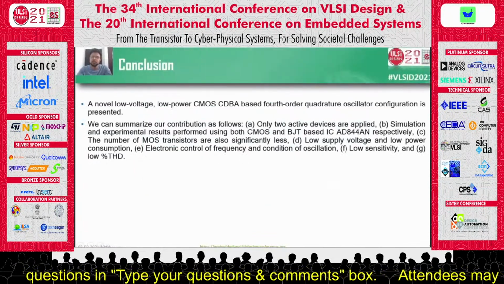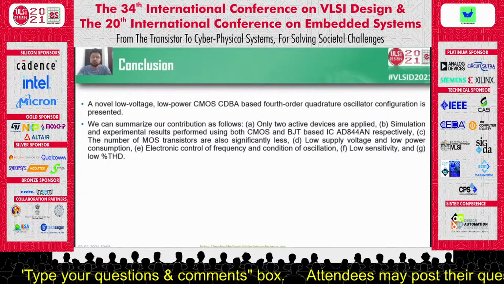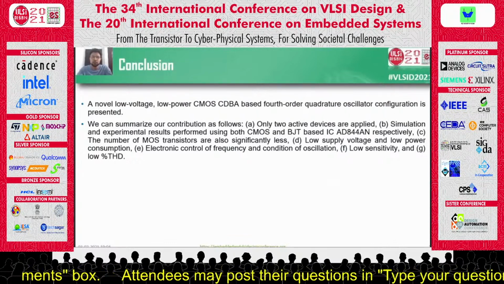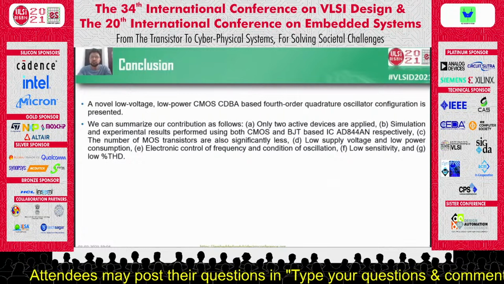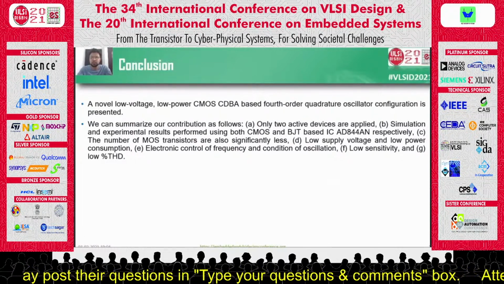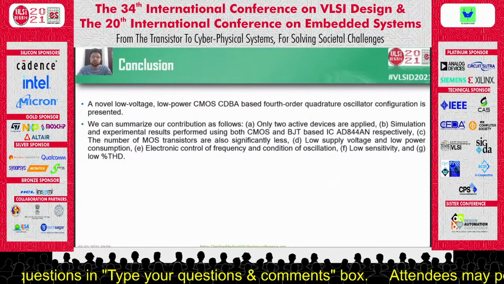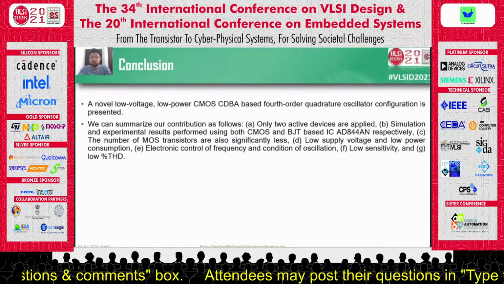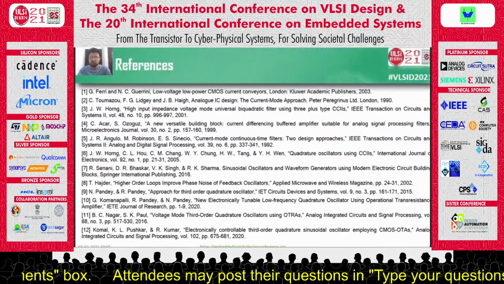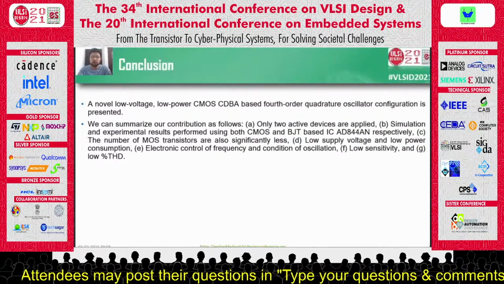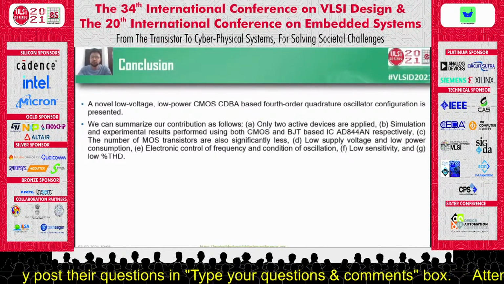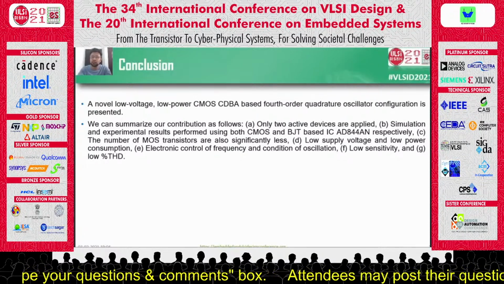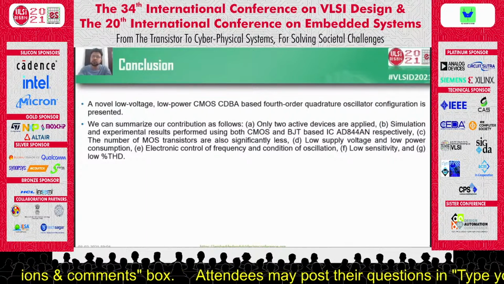So the conclusion. In this work, a novel low voltage, low power CMOS CDVA based 4th-order quadrature oscillator configuration is presented. We can summarize our contribution as: only 2 active building blocks are used, such as CDVA. Simulated and experimental results are performed using both CMOS and BJT based IC 8844AN for the breadboard verifications respectively. The number of MOS transistors is also very small. Low supply voltage and low power consumption. Also, the electronic control feature is available. The sensitivity and the percentage of total harmonic distortion are also significantly less.